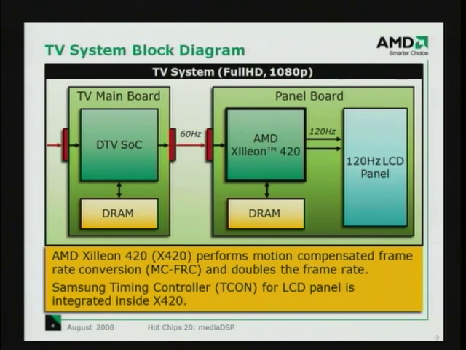Our chip also has the timing controller for the LCD panel integrated into it. AMD had a partnership with Samsung, and we've integrated Samsung's timing controller into this chip. We believe this is the first chip that has integrated these two pieces of technology. This saves cost because you don't need an external DRAM that would be required by an external TCON. This configuration also saves cost in the cabling that goes between these two boards, by keeping that at the lower 60 hertz refresh rate.